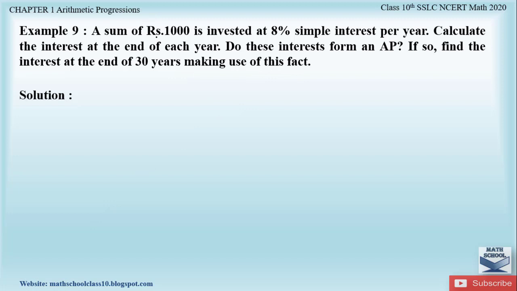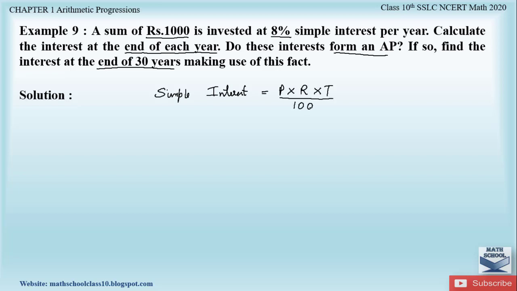So here a sum of rupees 1000 is invested with an interest rate of 8% per year. So we have to calculate the interest at the end of each year, and also we have to determine whether these interests form an AP. If they form an AP, we have to determine the interest at the end of 30 years. Okay, so first of all, write down the formula for simple interest. The formula for simple interest is given by principal amount into the interest rate into the time taken divided by 100. So let us determine the interest for the first year.